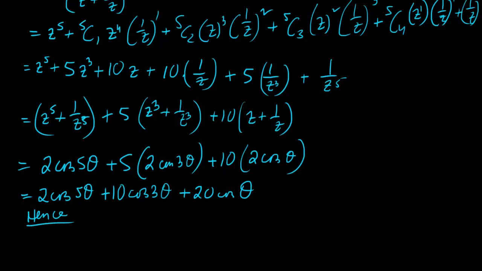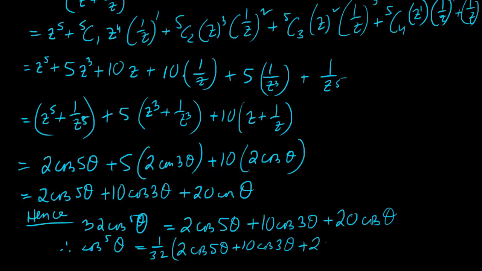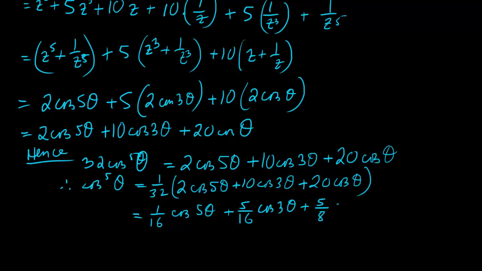Hence 32 cos to the power 5 theta is equal to 2 cos 5 theta plus 10 cos 3 theta plus 20 cos theta. If we send the 32 to the other side, it turns out to be cos to the power 5 theta equals 1 by 32 times 2 cos 5 theta plus 10 cos 3 theta plus 20 cos theta, which is 1 by 16 cos 5 theta plus 10 by 32, which is 5 by 16 cos 3 theta, and 5 by 8 cos theta.